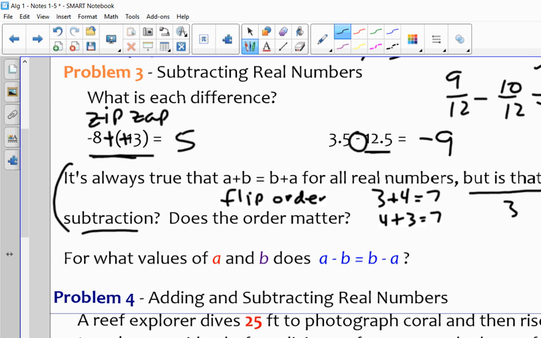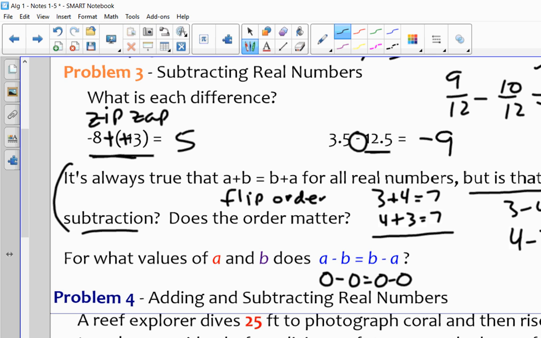If I have 3 minus 4, that gets me -1. But if I flip the order, I get a different answer. So flipping the order changes what I get. So yes, it does matter if I'm subtracting. If I'm adding, I get the same answer, so it's fine if I flip it. All right. For this one, if A was 0 and B was also 0, then they would be equal. So that's one example of values for A and B that make it true if I flip the order. I believe that's the only way.